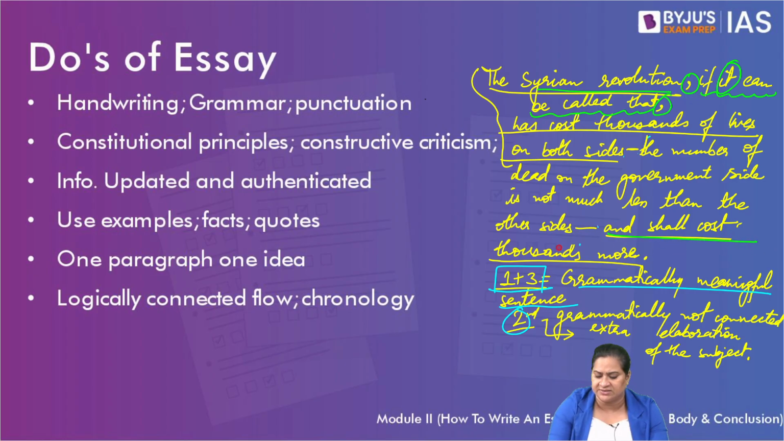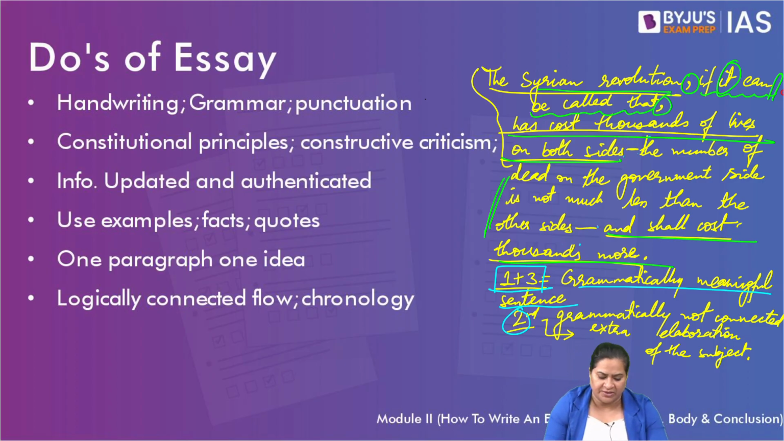So this is the actual sentence that we are reading. The Syrian revolution has cost thousands of lives on both sides and shall cost thousands more. In between, with double commas stuffed in between, double dash stuffed in between, extra enumeration is created. This is just extra enumeration, extra elaboration of the core sentence.